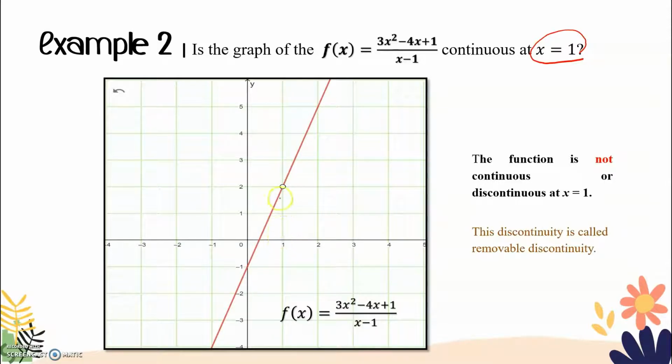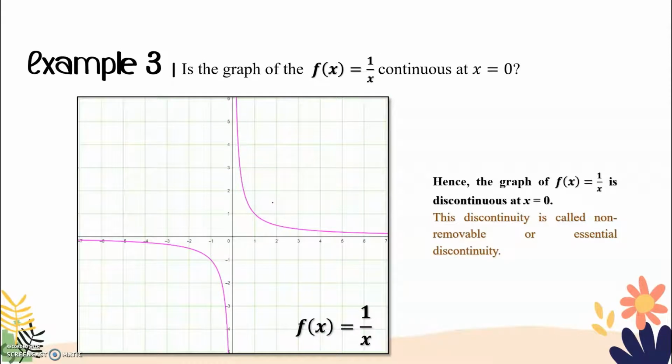Again, at x equals 1 on the graph, we encountered a hole, meaning to say the function is not continuous or discontinuous at x equals 1. This kind of discontinuity is called removable discontinuity. Now, let's have example 3.